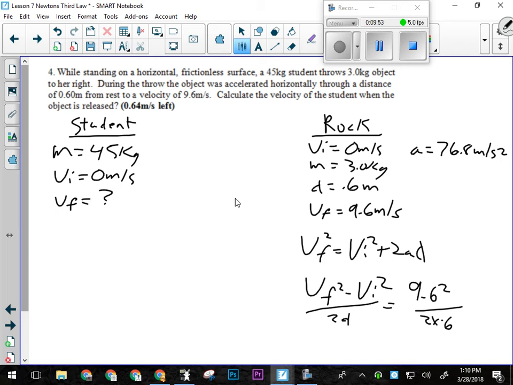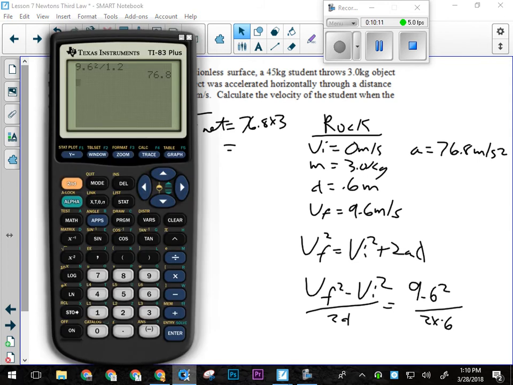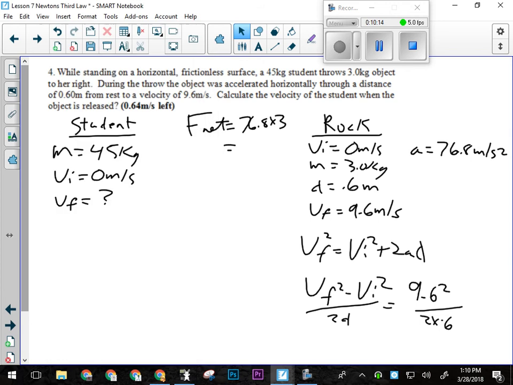Now that I know the acceleration and the mass of the rock, I can find the net force acting on the rock and thus at least the magnitude of the force acting on the student. So I'm going to go 76.8 times 3, acceleration times mass, and I'll have the force there. So 230.4 is my force, 230.4 newtons. So I can bring that over here. The net force acting on the student is 230.4 newtons.